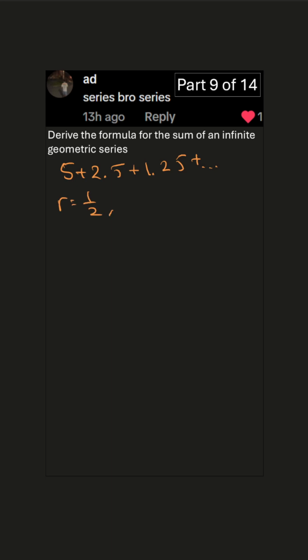And notice that the absolute value of r is less than 1. So when the ratio's absolute value is less than 1, multiplying by r again and again makes each term shrink towards 0. Let's look at the sequence that corresponds to this. We have 5, so the sequence would start 5, and then 2.5 is 5 times 1/2.